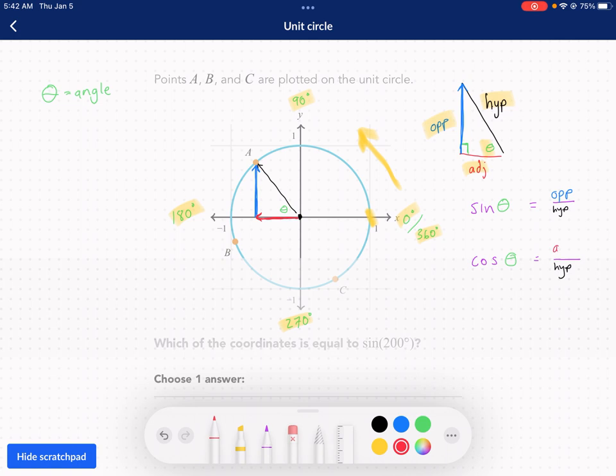And then the cosine is the adjacent over the hypotenuse. The adjacent side, that's what ADJ stands for, over the hypotenuse, and that's just the ratio from the adjacent side to the hypotenuse equals cosine. So we're talking about this horizontal component, that horizontal side right there, okay? Just like that. Okay, now, how does this relate to our problem?